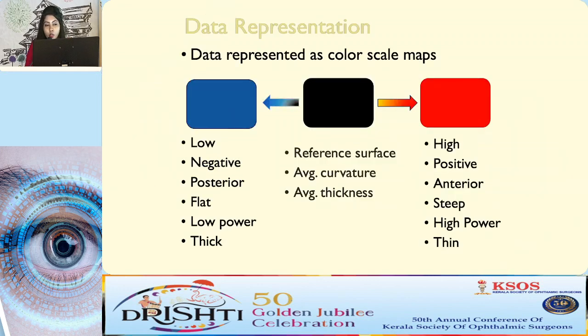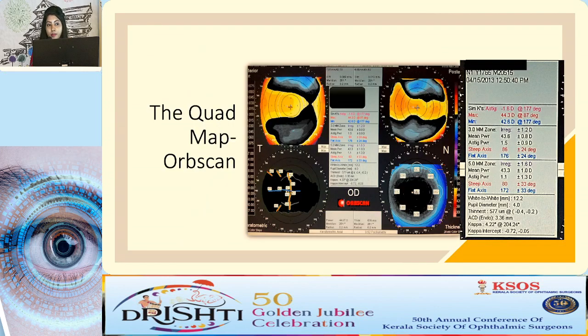Another important thing which you need to know is that all the data in the corneal topography is color coded. When it comes to green, it's normal. If it goes to the cooler color, that is blue, something is low, something is posterior, something is flat, or something is very thick. If it is coming to the yellow-red range, something is high, something is positive, something is very steep, or something has a high power, or some surface is very thin.